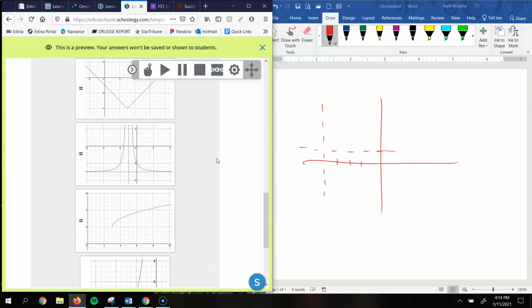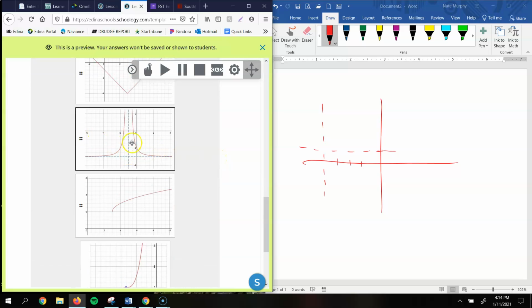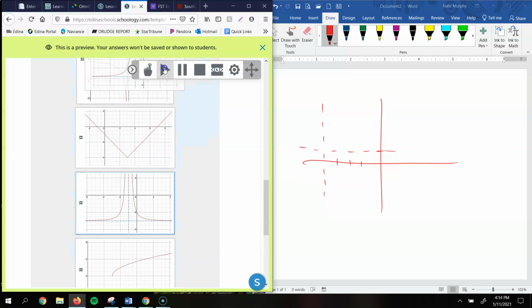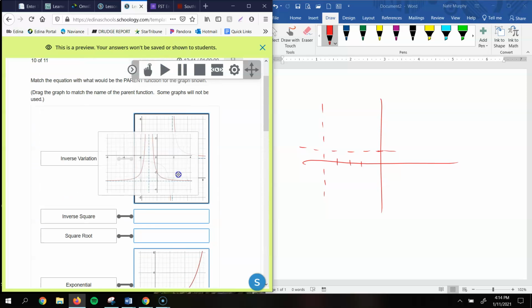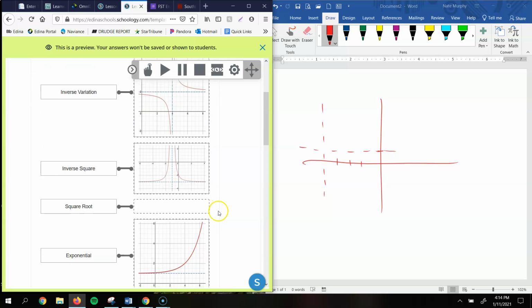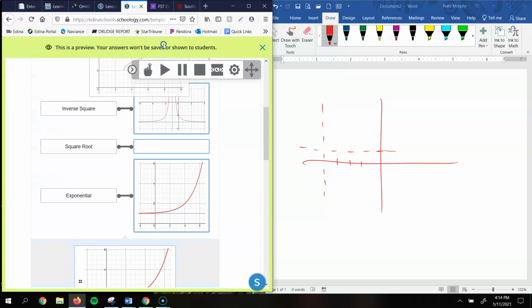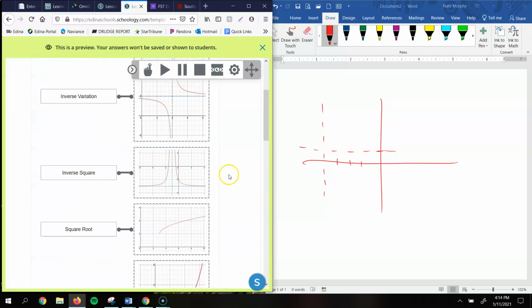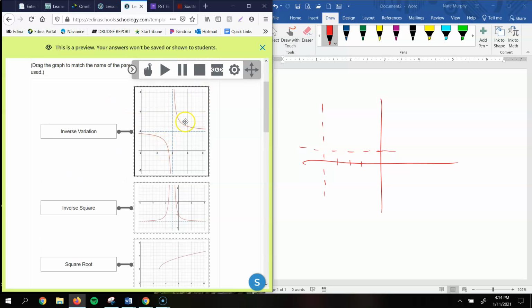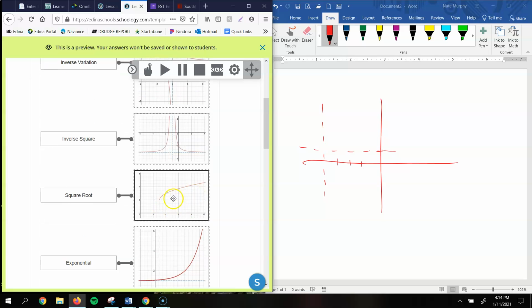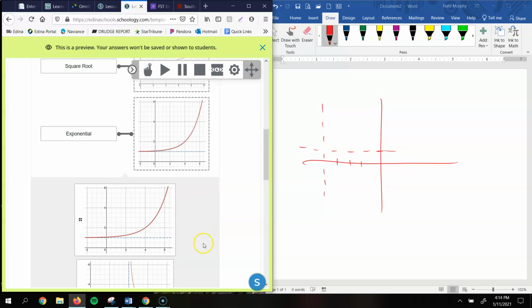Our inverse squared then would be the ones that would be in quadrants right next to each other, adjacent to each other. So this is going to be an inverse square. And our square root function, we've seen that already, that's going to be this one. So you want to make sure that you have this as your inverse variation. Again, the way that we can tell the difference between these two is inverse variation is in opposite quadrants, where inverse square are in adjacent quadrants. And this looks like your square root, and this is an exponential.